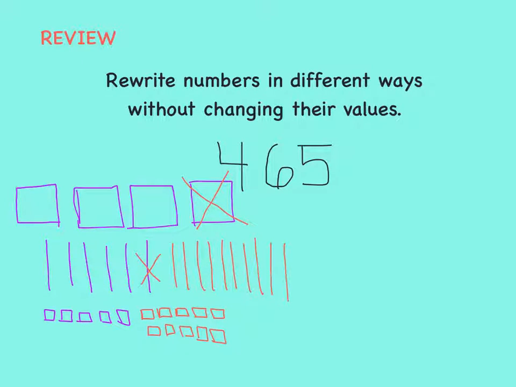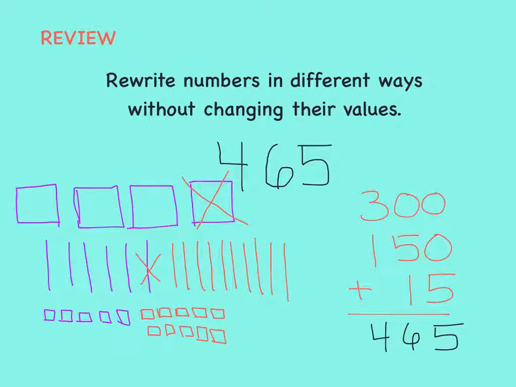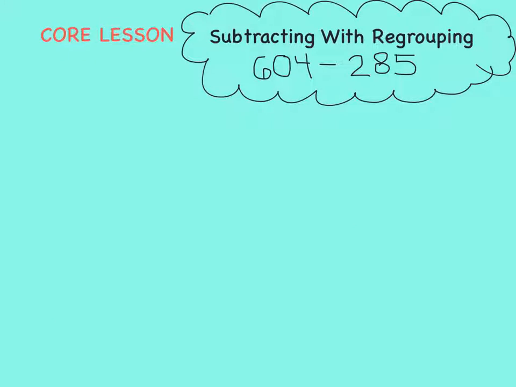To prove that the value never changed, let's add it back up. We have 3 hundreds, which is 300. We have 15 tens, which is 150. And we have 15 ones, which is 15. When we add up all the pieces, we still have 465. The values never changed.